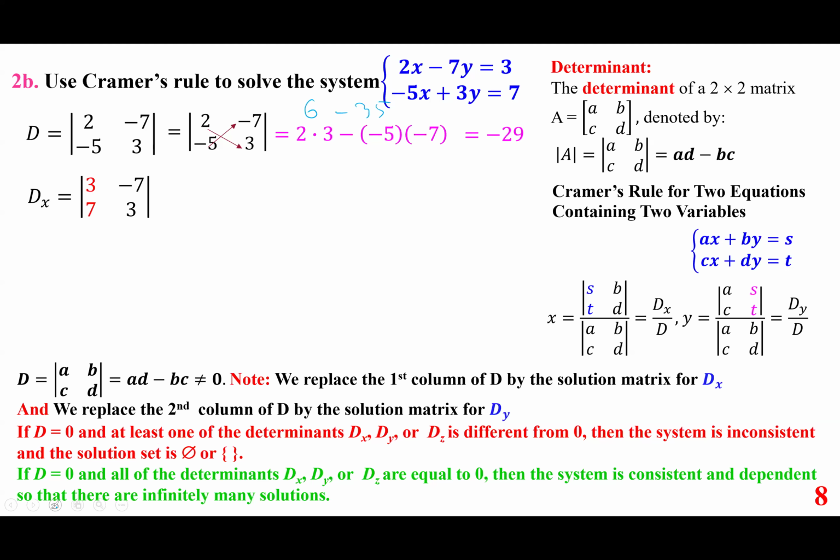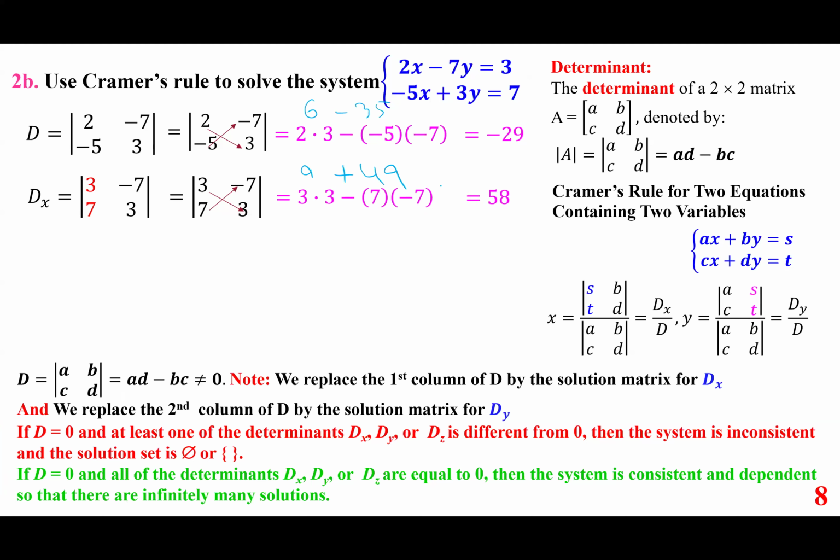Now D sub X. Remember, you just change the X column with the result, 3, 7, or the solution, if you will. And now the cross product. 3 times 3 minus 7 times negative 7. Nine, negative times negative is positive, so 58.